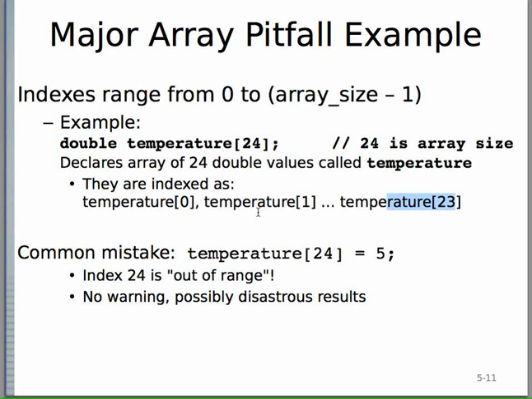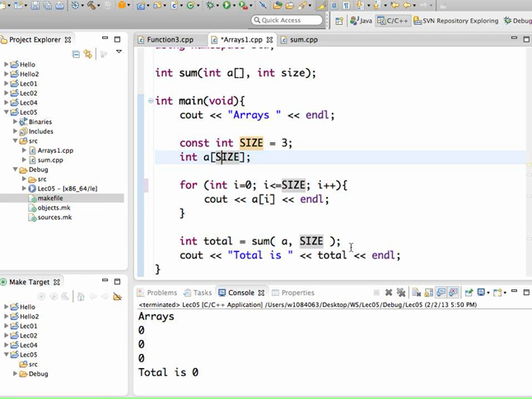So it's a common mistake to assume that you can do temperature sub whatever the array size and then assign a value. This is out of range. In Java, you always get an array index out of bounds. In C++, there's no compiler warning, and you actually don't know what will happen. Very unpredictable in that way.